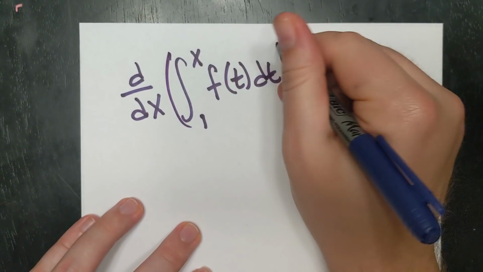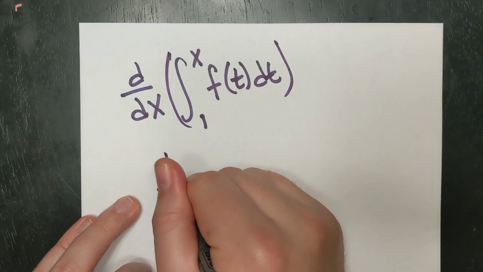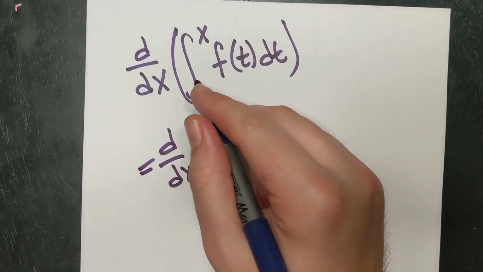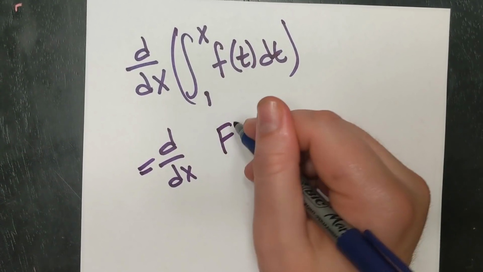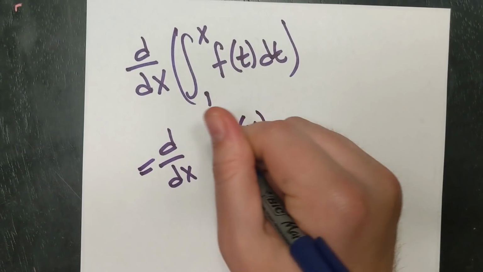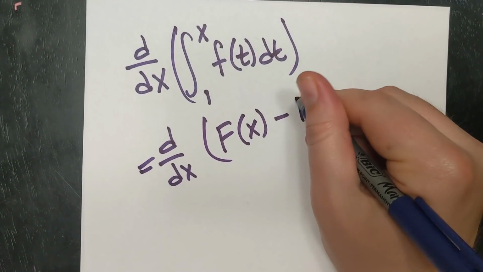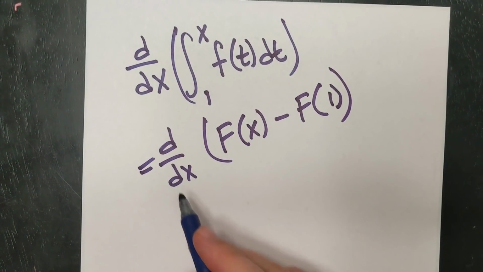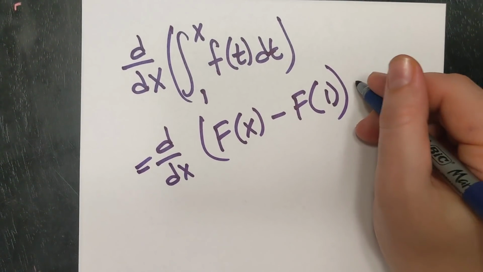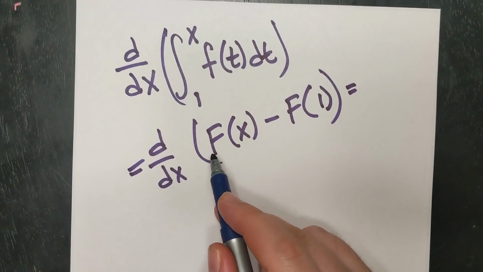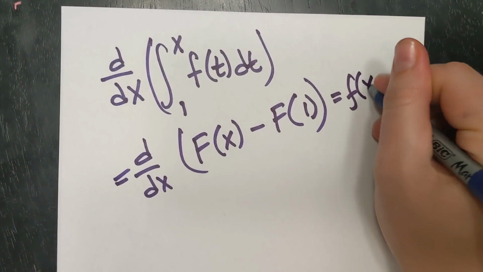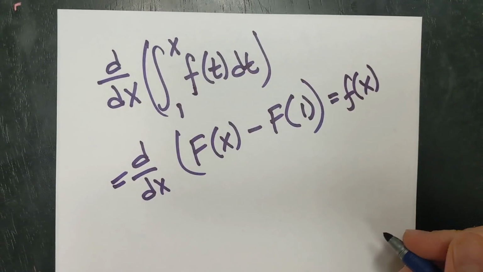remember, it's like the evaluation theorem. What is this going to be? Well, it's just the antiderivative of f evaluated at x, minus the antiderivative of f evaluated at 1. But then I'm taking the derivative of that. And so the derivative of the antiderivative of f is just little f of x, back to what it was originally.